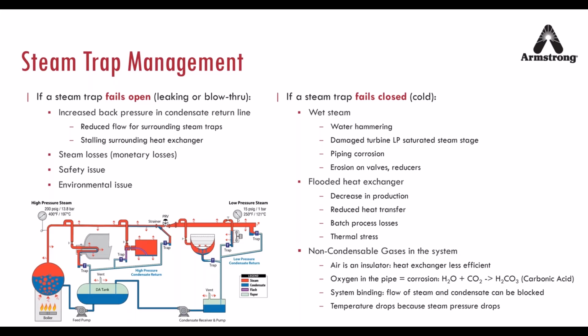But when it's failing closed, the condensate starts backing up into the system, the distribution. Then you start having wet steam, flooded heat exchangers, and water hammering in the heat exchanger. You have non-condensable gases in the system. You start having corrosion with carbonic acid. And it's typically the most costly, because if you have to replace a coil in a heat exchanger, it's more costly than just a steam trap. And this is typically the thing that people are not really looking at.